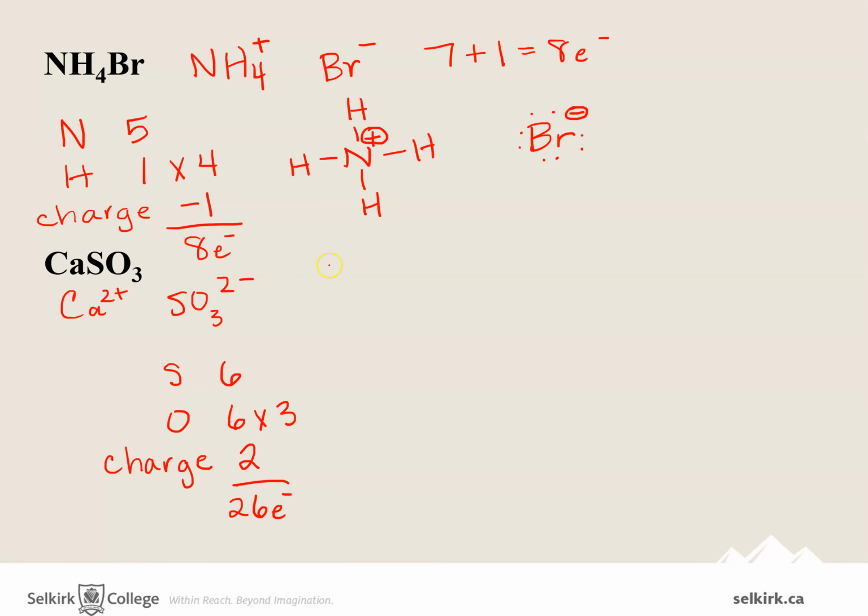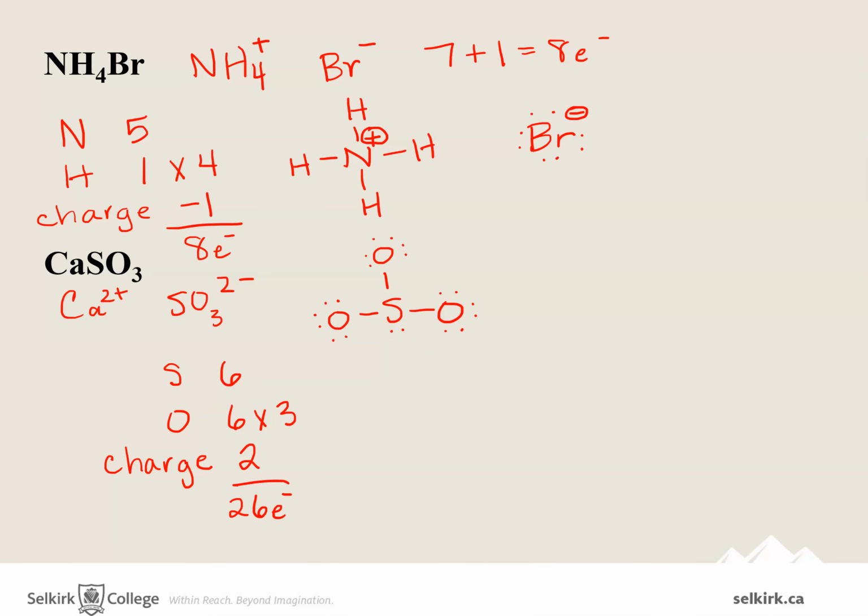On to the next step. The skeleton, connected with single bonds. The sulfur is the first atom, so it goes in the center. Now, on to step 3. Starting with the terminal atoms, we're going to complete the octets on the atoms. We've got 6 electrons already. 8, 10, 12, 14, 16, 18, 20, 22, 24, 26. And it came out exactly right.